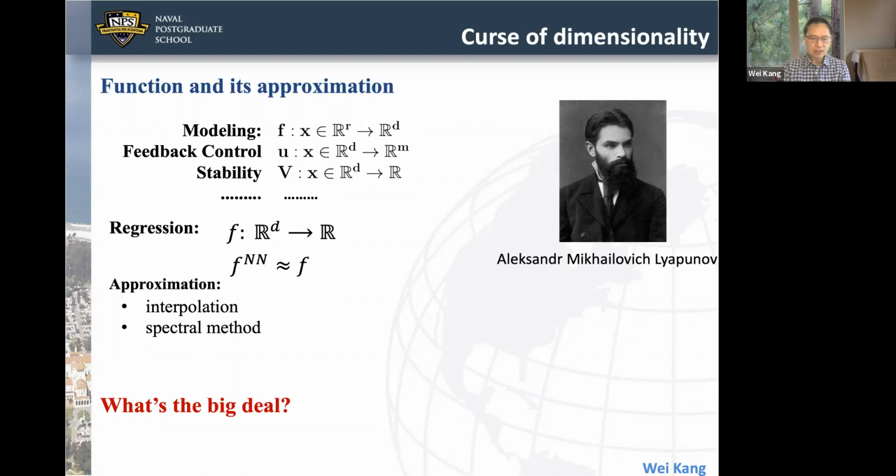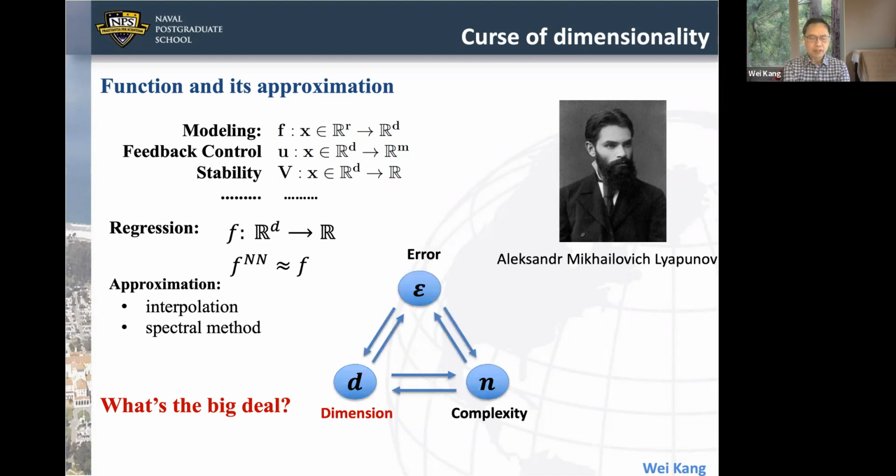Then the question is, what's the big deal? Why do I still want to talk about it? The big deal here is actually the dimension. When you approximate something, or you try to represent something as an input-output relation, you have these three factors to consider. Suppose the approximation error is bounded. Let's say you want to guarantee a certain bound of error. Then these factors start to interact with each other.